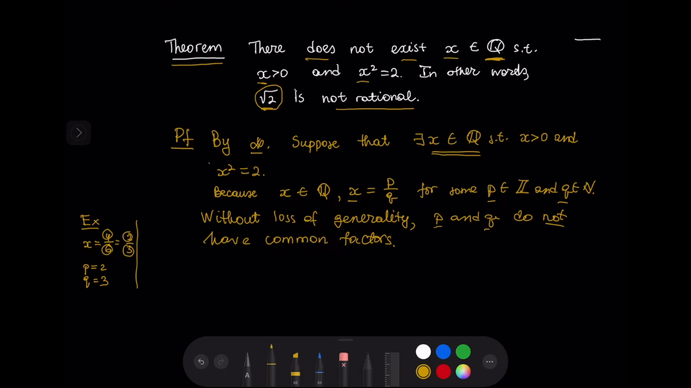So now let us try to understand what it means that x squared is equal to 2. So because x squared is equal to 2, we have that p over q squared is equal to 2. But this is true if and only if p squared is equal to 2q squared.